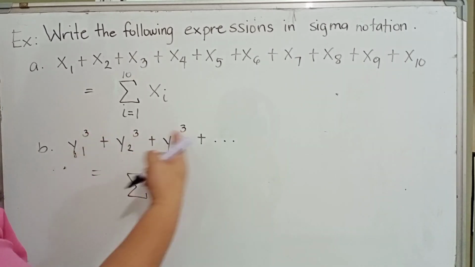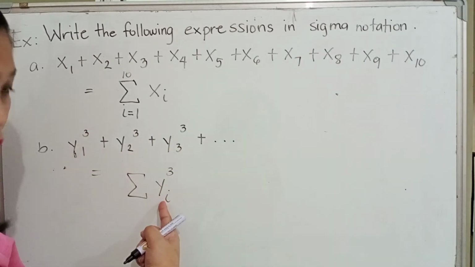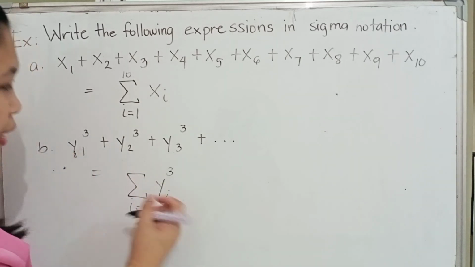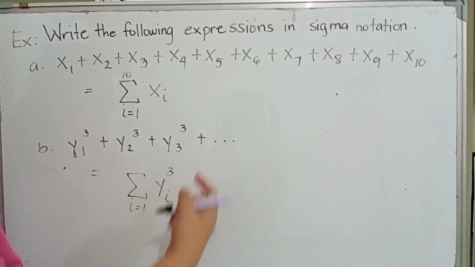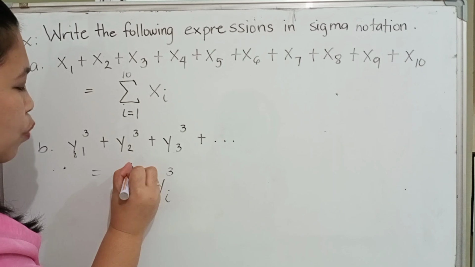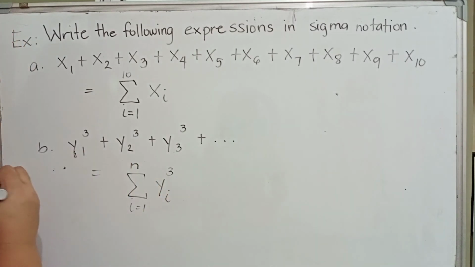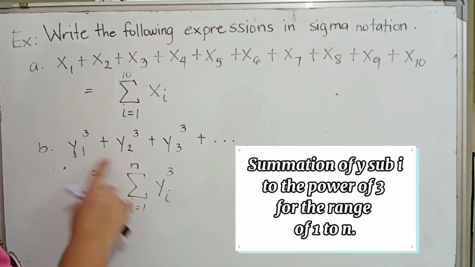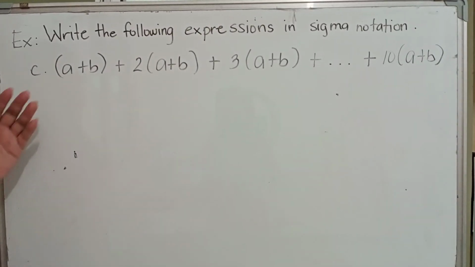Since you notice, all of them have exponent 3. So 1, 2, 3, that is the sub i. Then our interval starts from 1. And then of course, since the ellipsis is at the end, we cannot determine what our upper limit is. So therefore, your final answer is summation of y sub i to the power of 3, range from 1 up to n.